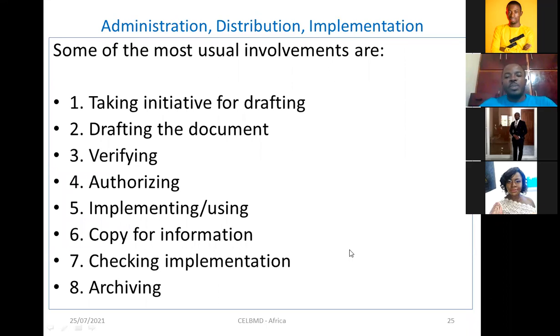How should the SOPs be administered, distributed, and implemented? You'll find that we've already discussed this vividly, but for emphasis, there should be initiative taking for the drafting. The document should be drafted, verified, should be authorized, should be implemented and put in use, should be copied variously and stored. Implementation should be checked, and it should be archived.